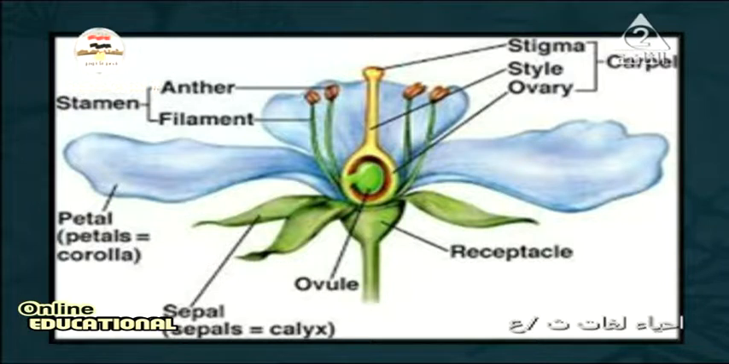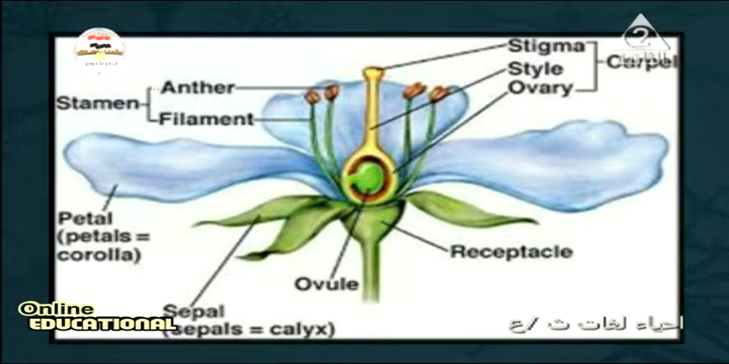What is the sepal? The sepal is the green part of the flower. But what is the petal? The petal is the colored part of the flower. The male organ in the flower is named the stamen. The stamen consists of the anther and the filament. The anther contains the pollen grains. This is the typical flower.